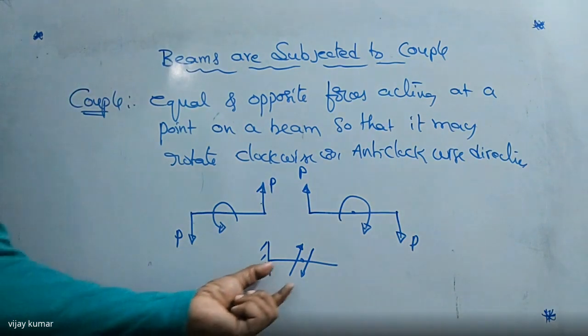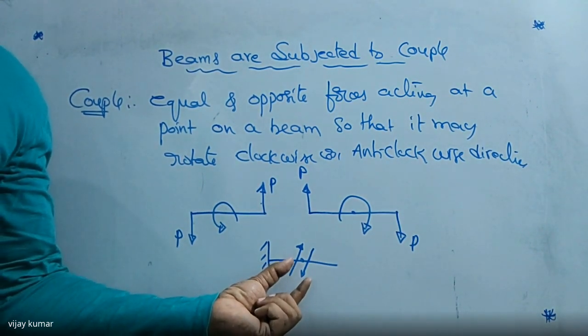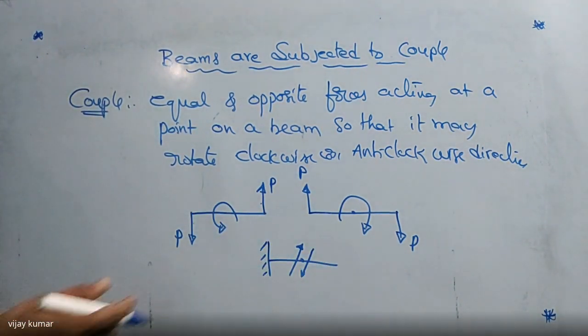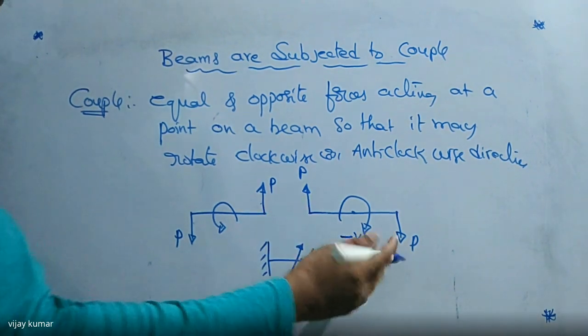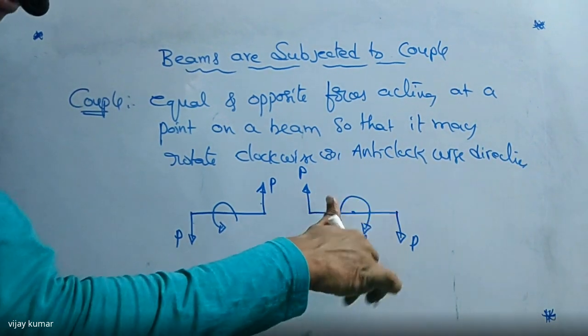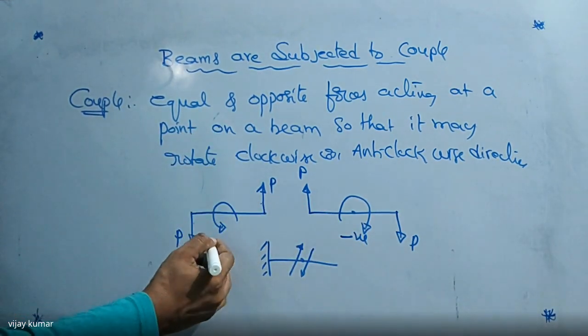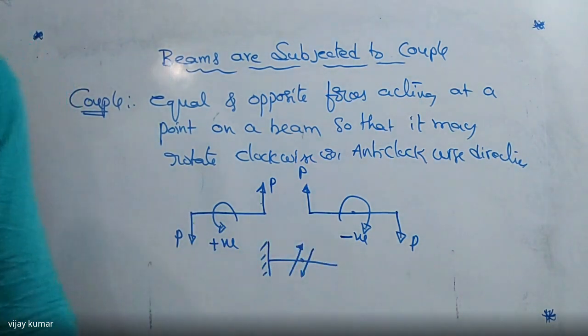That means at this point, equal and opposite forces are acting on the beam so that the beam may rotate in either the clockwise or anti-clockwise direction. So here, clockwise couple is always negative. It is always negative. Why? Because the beam is rotating in the downward direction. So anti-clockwise is positive and clockwise is negative. This is the sign convention for couple. Did you get my point or not?